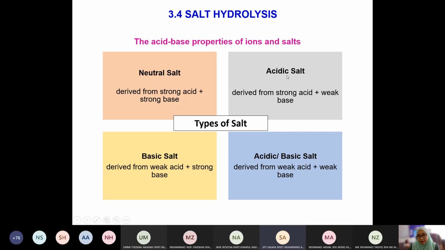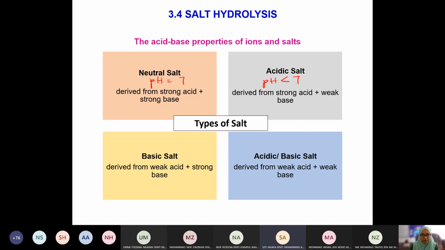Acidic salt is derived from strong acid versus weak base. When you react the strong acid and the weak base together, it will produce a salt that is acidic in characteristic, because the strong one wins. It is logical: the strong one will win. So the strong will exhibit the characteristic of the salt. In terms of pH, for a neutral salt the pH is equal to 7. If acidic salt, the pH will be less than 7.